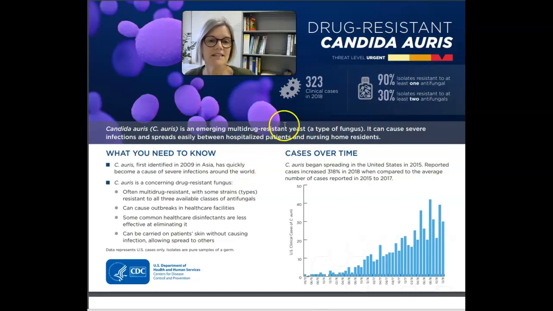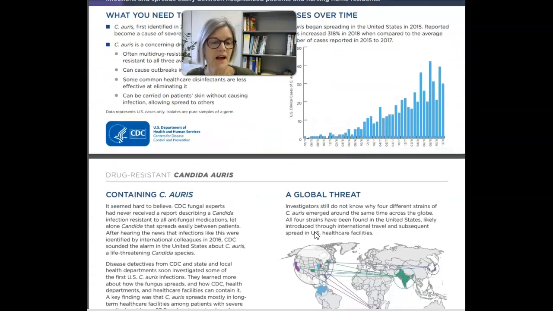In 2018, there were 323 cases of this in the U.S., but they have it at level urgent for drug resistance because, like I said, it's becoming resistant to all the drugs available. It can be carried on a patient's skin, so it can establish itself as our normal microbiota.